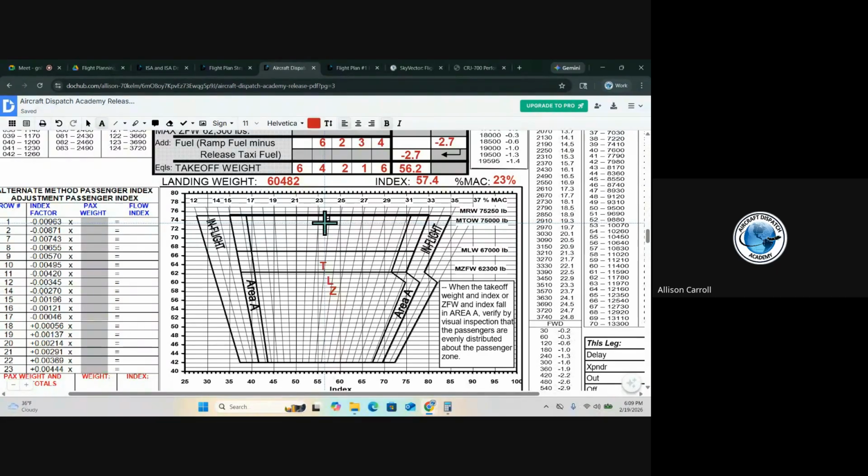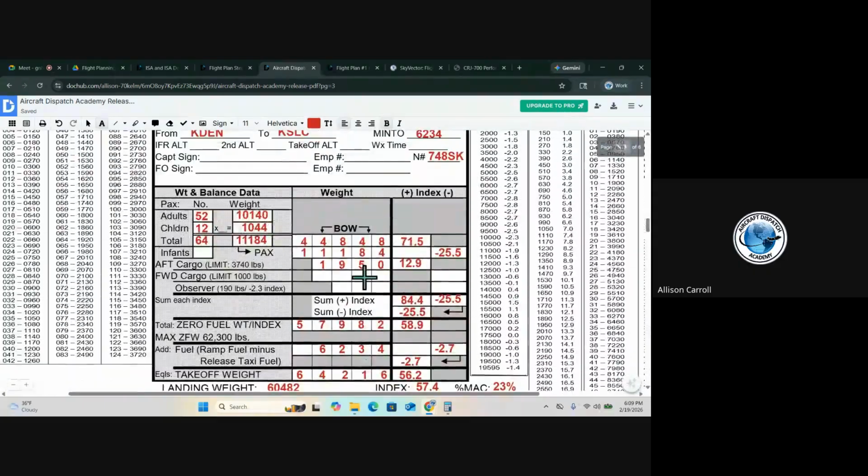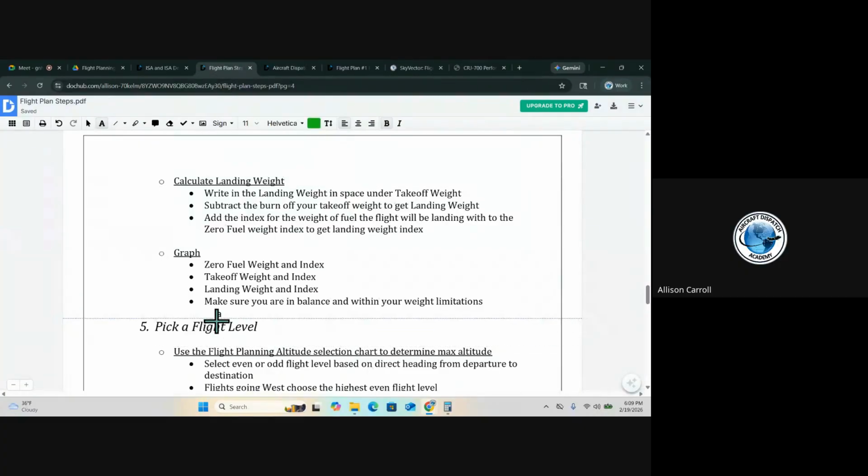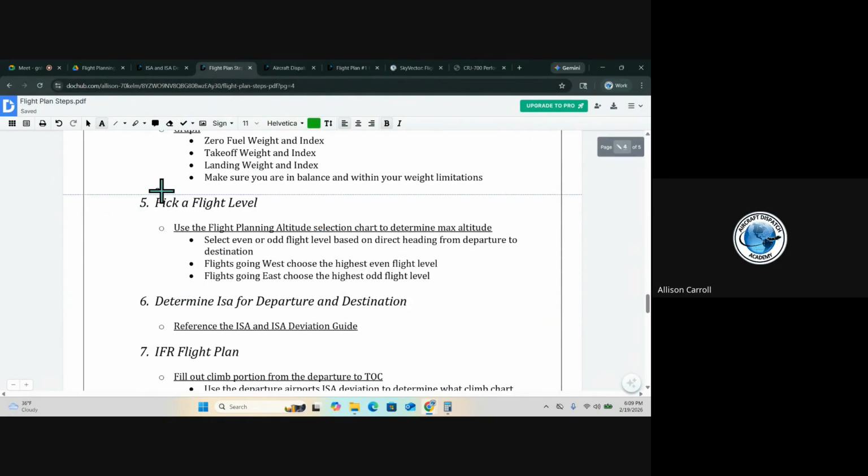Okay. So just go to the nearest number, put that percentage in there, and that is one of the very last steps on our release. So there's weight and balance, just filling it out, graphing it out. And guess what? Now we are going to do the rest. We are now going to pick a flight level.